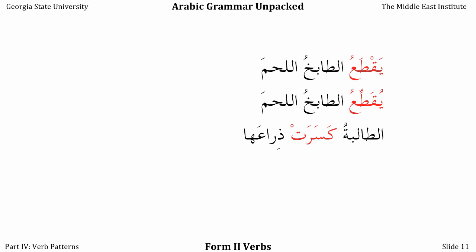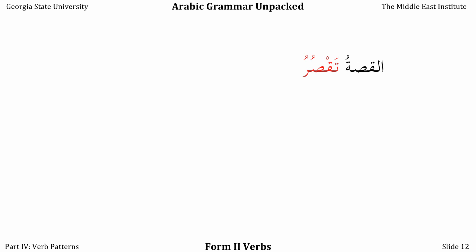I can take an example such as at-talibatu kasarat dhira'aha. The student broke her arm. Double its middle consonant, change the other syllables accordingly, and now she has shattered her arm. Kassara. We have intensified the meaning of break and turned it into shatter. So this is another common thing that Form 2 verbs do to their Form 1 counterparts. They intensify its meaning.